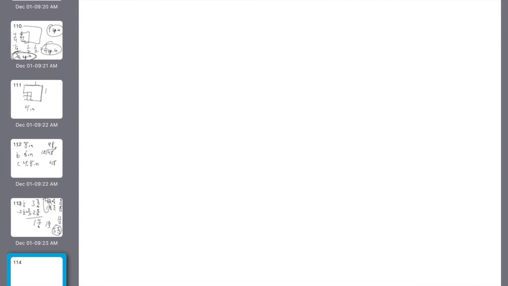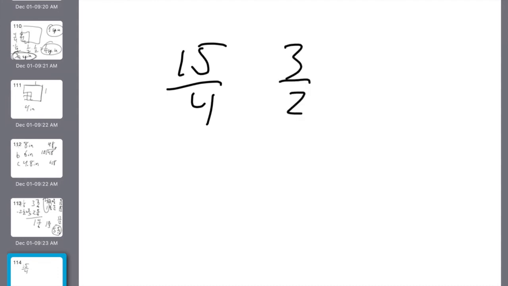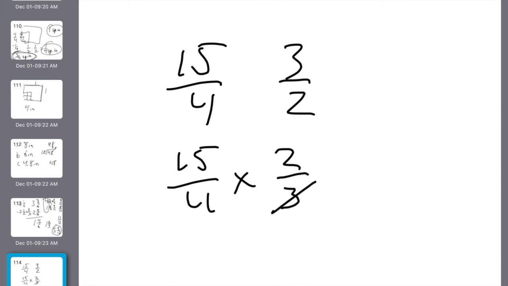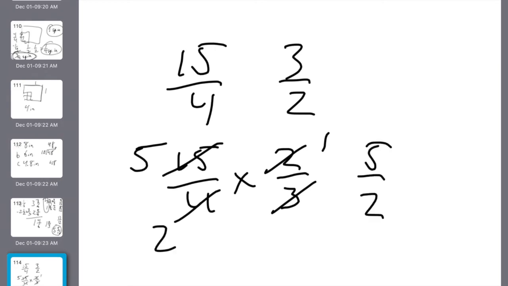Number 23, multiplication and division. So I got to do the division first. 3 times 4 is 12, plus 3 is 15 over 4. 1 times 2 is 2, plus 1 is 3 over 2. Stays the same. Changes to multiplication, flips over. 3 goes into 15 5 times, 2 goes into 4 2 times, and I'm left with 5 over 2.